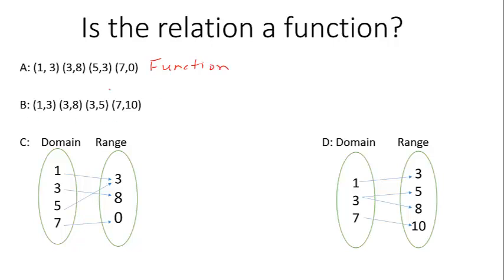Now if I look at this next set of ordered pairs, I see that this domain value of 1 corresponds to 3, but right here I can look and my domain value of 3 here and here corresponds to two different range values. 3 corresponds to 8 and to 5. That tells me right there that this is not a function.